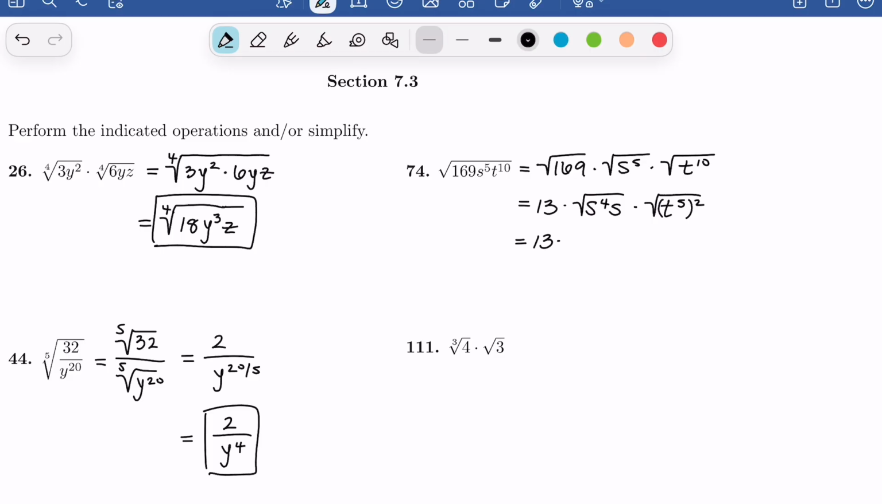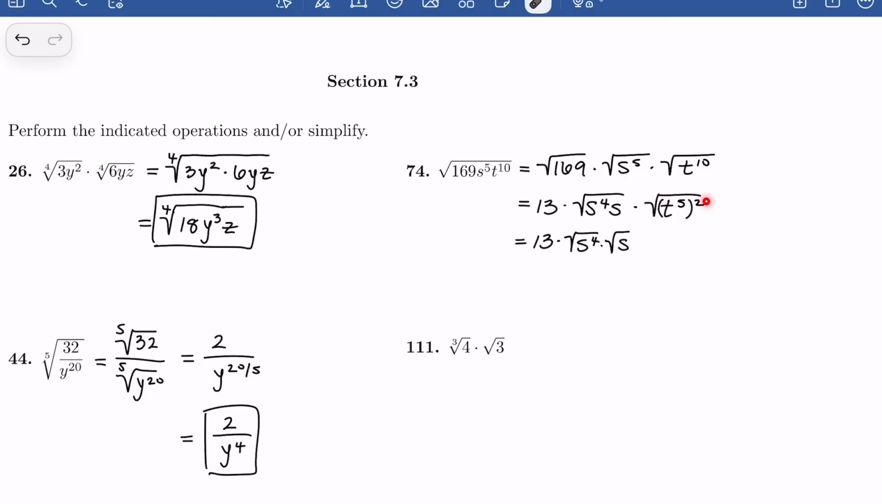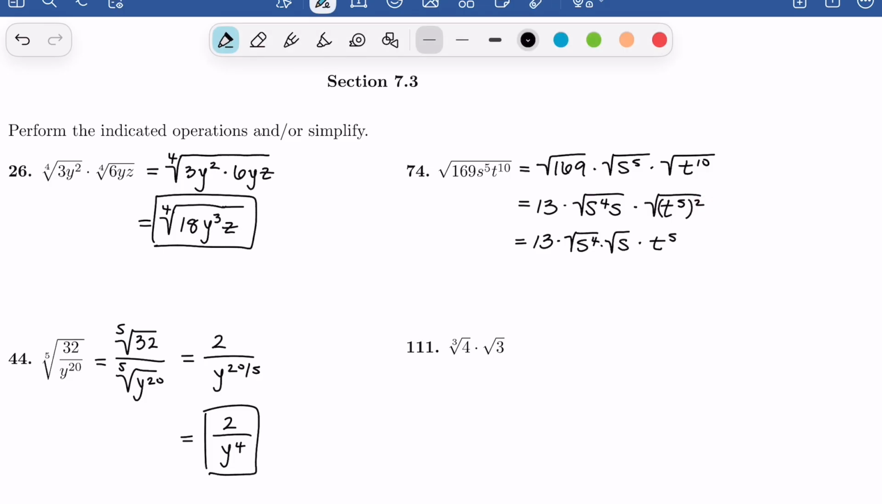Now for this next one, this simplifies again using my product rule as the square root of s raised to the 4th power times the square root of s. Now this one actually simplifies nicely right away. Remember the rule that we saw in section 7.1 here. If we have nth roots raised to the same nth power, these are going to cancel. We're just going to be left with what's underneath this radical. So this square root and this 2 cancel. So we're just left with t raised to the 5th power.